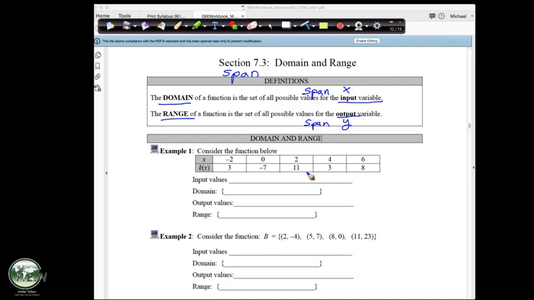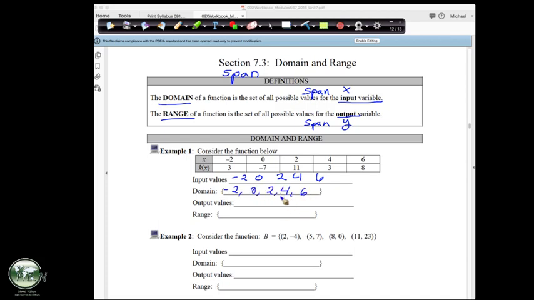Okay. So let's just look at an example. Again, there is a video of this, but what are the input values for this function here? -2 to 6. Good. It's actually not -2 to 6, though, is it? No. It's because it doesn't include everything, it's only including these particular values. And so when we list the domain, we actually just list these values.